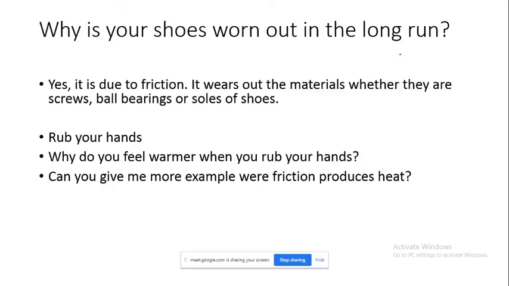So where else can you find friction producing heat? Sometimes look at your kitchen and tell me. Have you seen a mixer grinder? Yes, ma'am. When you switch on the mixer grinder, the jar becomes heated up, right? Have you touched it? Yes, ma'am. Now why is it becoming hot? It is due to friction.